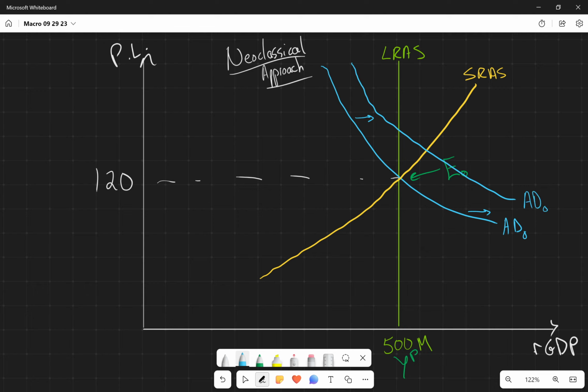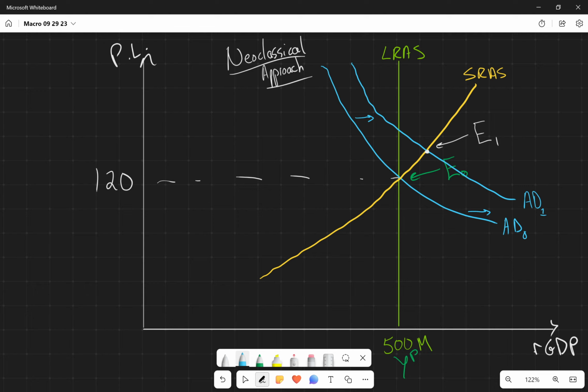And now we find that we're at what's called E1. So we were at E naught, our initial equilibrium, and now we're at the first new equilibrium that results from a shift in our aggregate demand from AD naught to AD1.